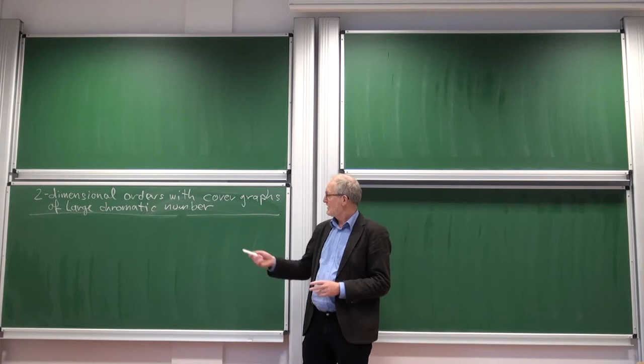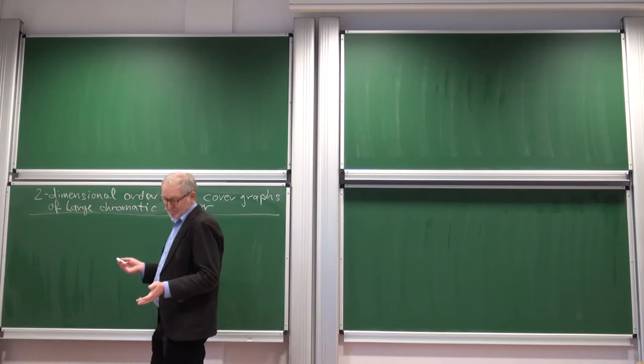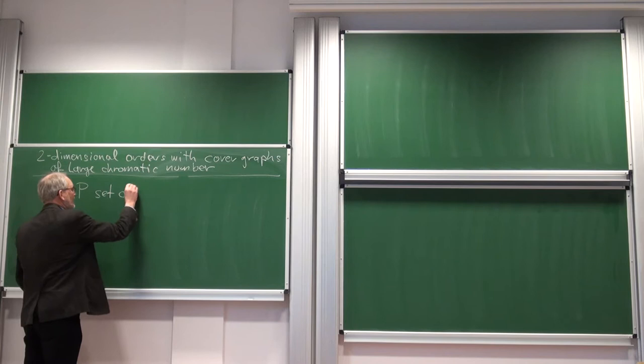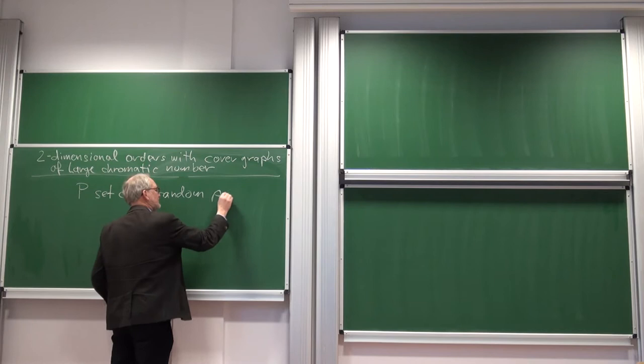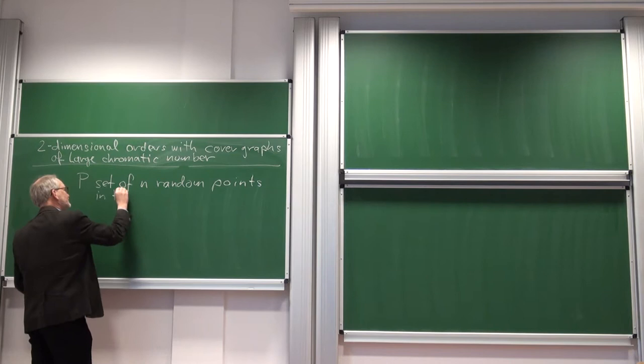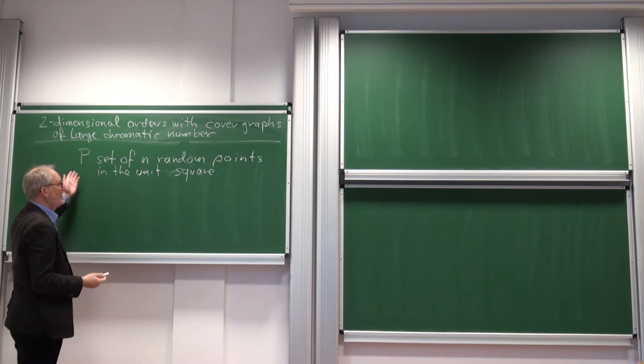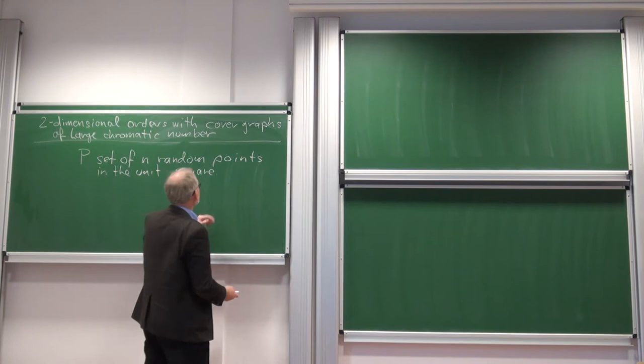And then a very natural order to look at is, we take P as a set of n random points in the unit square. This is our partial order, and it will turn out that this is already a partial order where the cover graph has large chromatic number.